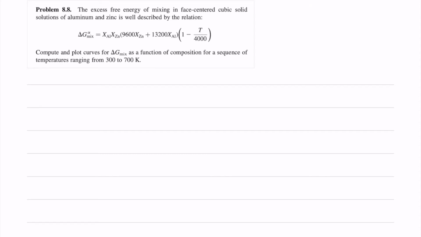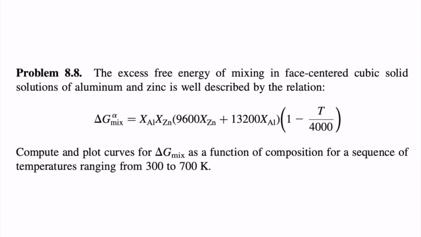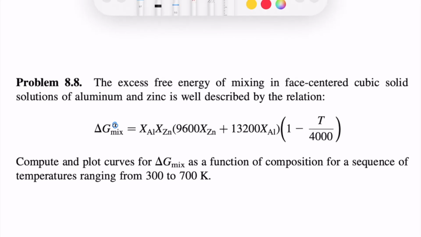Hi guys, today I want to discuss Dehoff 8.8 question. So in the 8.8 question, the excess free energy of mixing is given. So here this is not alpha, this is excess term, and the excess term is given with respect to mole fraction of aluminum and zinc, and there is a temperature term. So this is a very complex solution that we are dealing with.